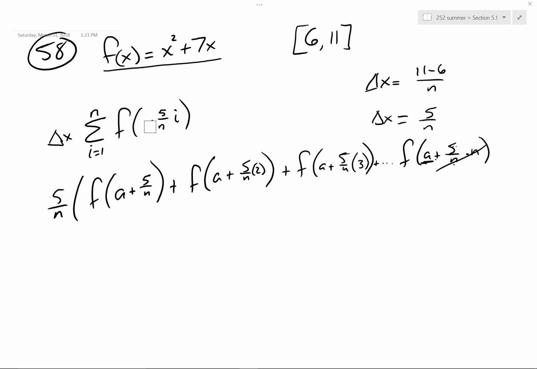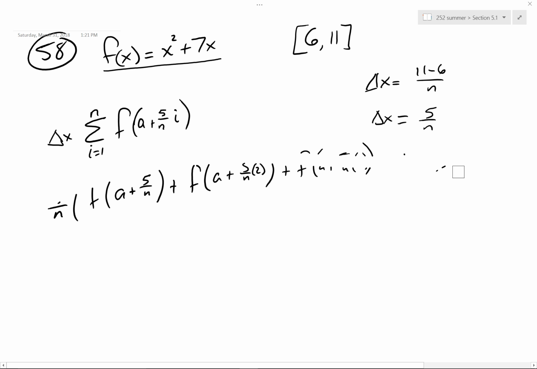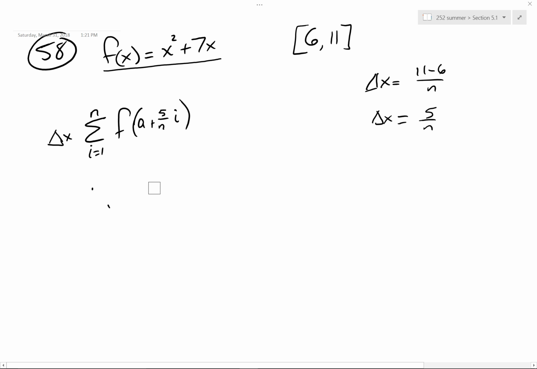Now, what is my a? My a happens to be 6 this time. Are you with me? So I'm going to fill this out as I go along, and I'm just going to see what's what here. So I guess I'll leave that as that. Now, I'm going to redo this. So what I want to do is delta x, which is 5 over n, and I'm going to do the sum, i goes from 1 to n of f of 6 plus 5 over n i.